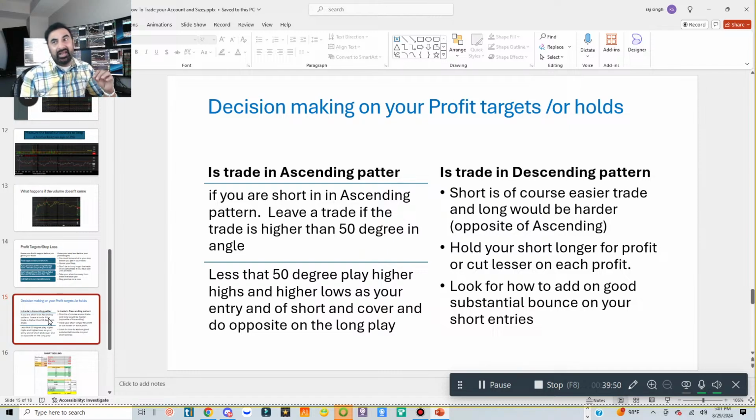Okay, look for how to add on a good substantial bounce if the ascending or descending trade rather is going on. How to add on a substantial move up as a short entry.